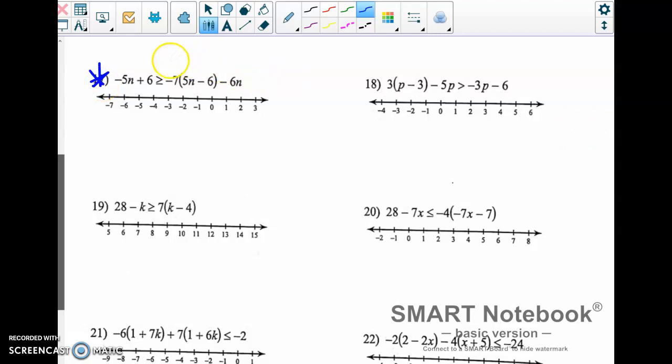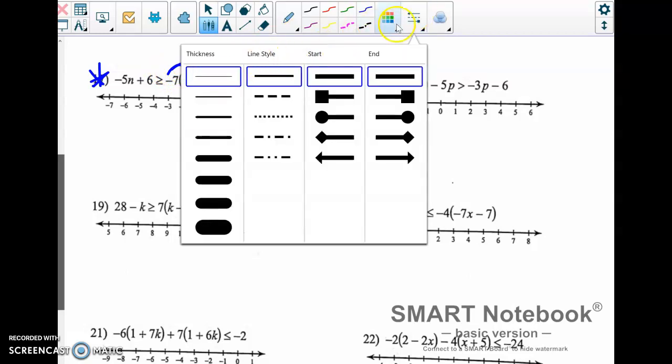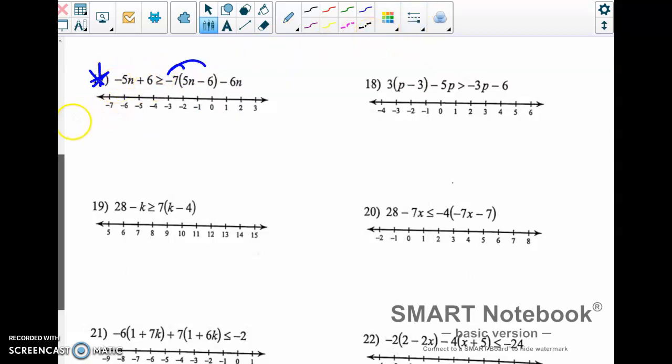Okay, for this one, the distributive property is over here, so I'm going to start with that. This side I'm not going to touch yet. It'll just be -5n plus 6 greater than or equal to -7 times 5n, which is -35n. -7 times -6 is +42. And then I have that -6n. So I used the distributive property.